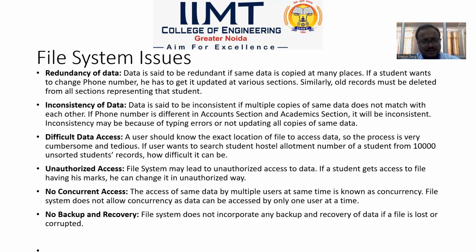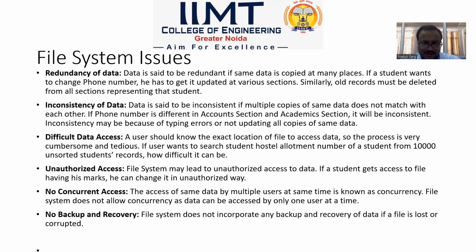Inconsistency of data, that is the second issue of file system. Data is said to be inconsistent if multiple copies of same data do not match with each other. If phone number is different in account section and academic section, it will be inconsistent. Inconsistency may be because of typing errors or not updating all copies of same data.